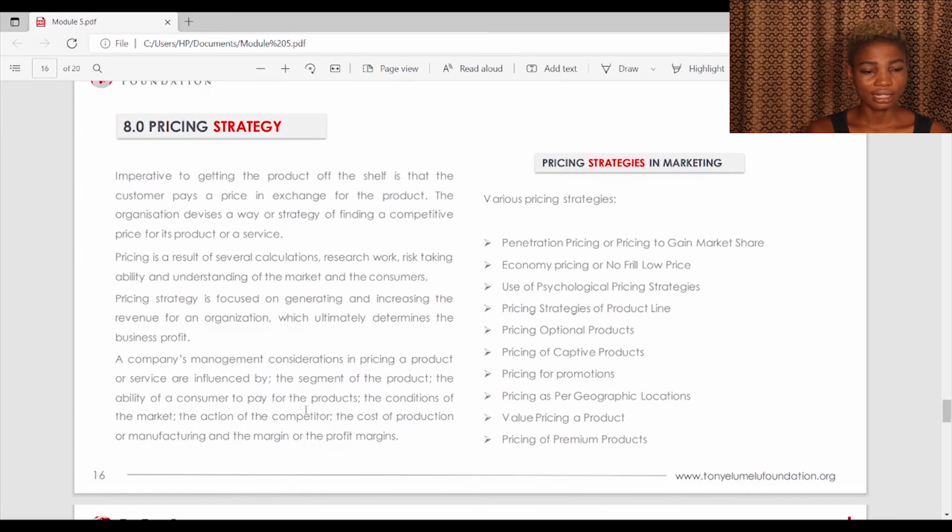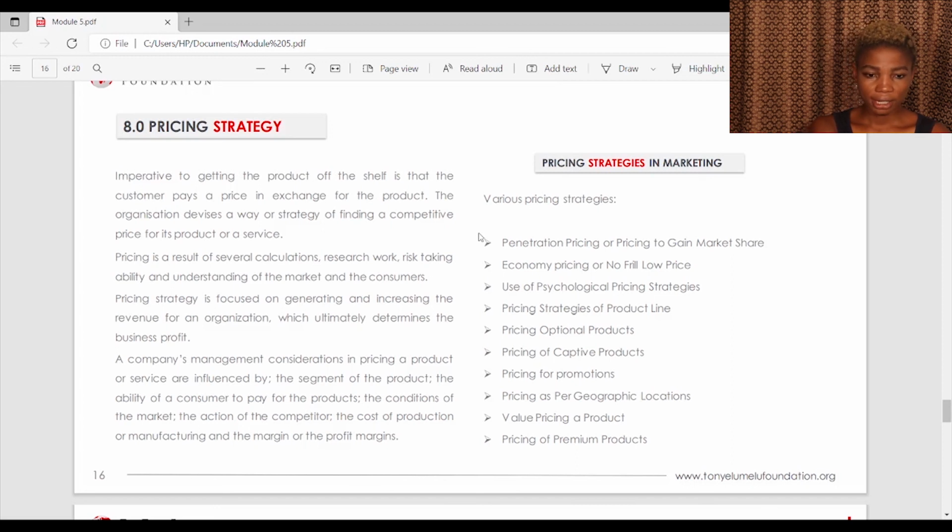The segmentation of the product, the ability for the customer to pay, because if you put it too high, the customer might not want to pay. And the same thing applies when you put it too low. Some customers might not want to buy because they will think it's inferior, especially if you're doing business in a luxury area, right? Now, the cost of production, how much does it actually cost you? When you talk about cost of production, you might also want to include the fixed costs and the variable costs, right? Then your profit margin. These are the things you need to put into consideration and outline before you can actually fix a price for a particular product.